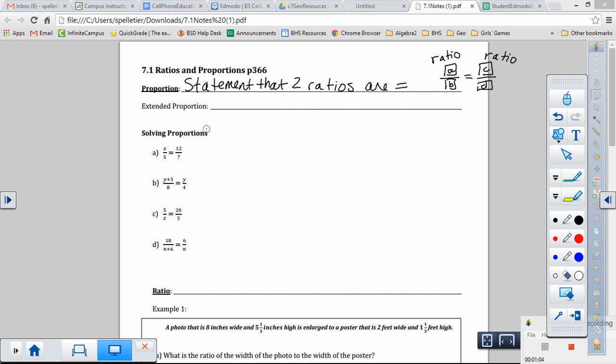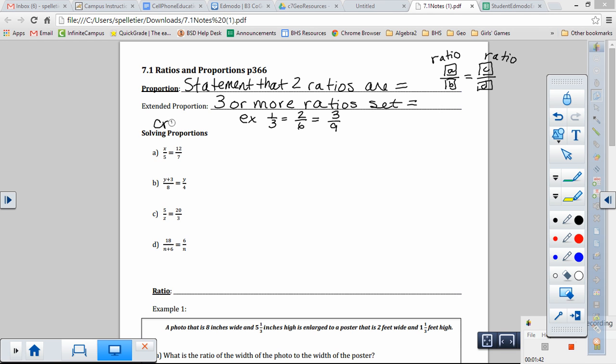An extended proportion is three or more ratios set equal. An example might be the fraction 1/3. That is the same thing as 2/6, which is the same thing as 3/9. You would agree that if we reduced 2/6, it equals 1/3, and if we reduced 3/9, it also equals 1/3. So that is what we call an extended proportion, because there's more than just two ratios set equal to each other.